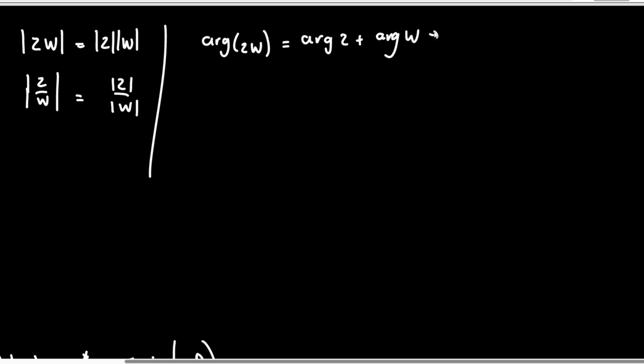This is why I say they act as logs, right? Because we know in logs as well, when logs multiply, they add. When logs divide, they minus. The arguments work the exact same way. We can say the argument of z divided by the argument of w.